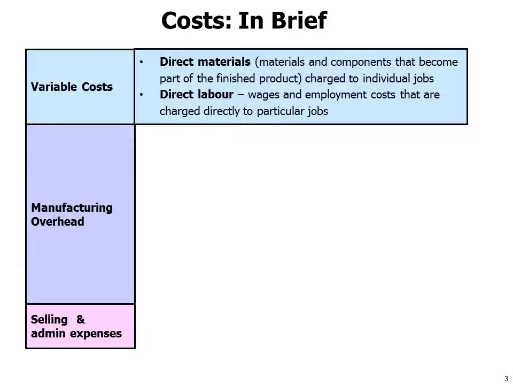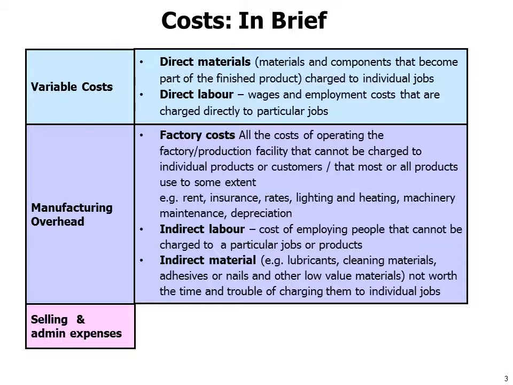So direct materials and components become part of the finished products and are charged to individual jobs. And direct labour, this is wages and employment costs that are charged directly to particular products or particular jobs. And these are variable costs. Then we have manufacturing overheads. Manufacturing overheads are inherently fixed costs. So factory costs, all of the costs of operating the production facility that cannot be charged to individual products or customers directly, and that most or all product lines use to some extent.